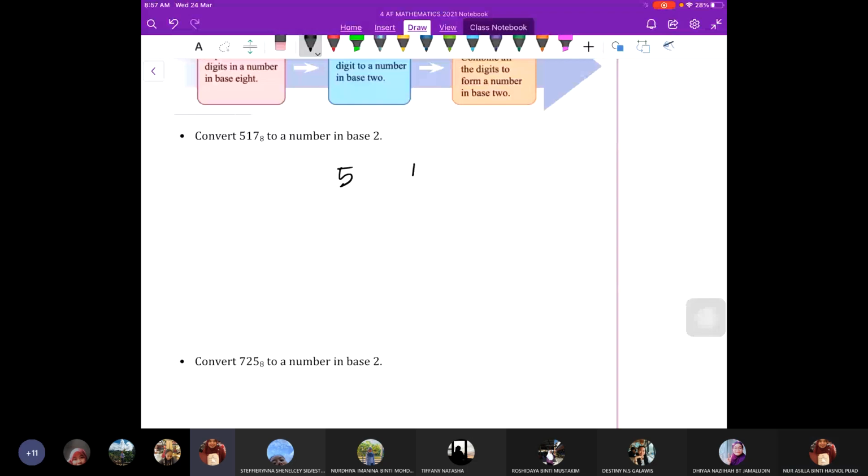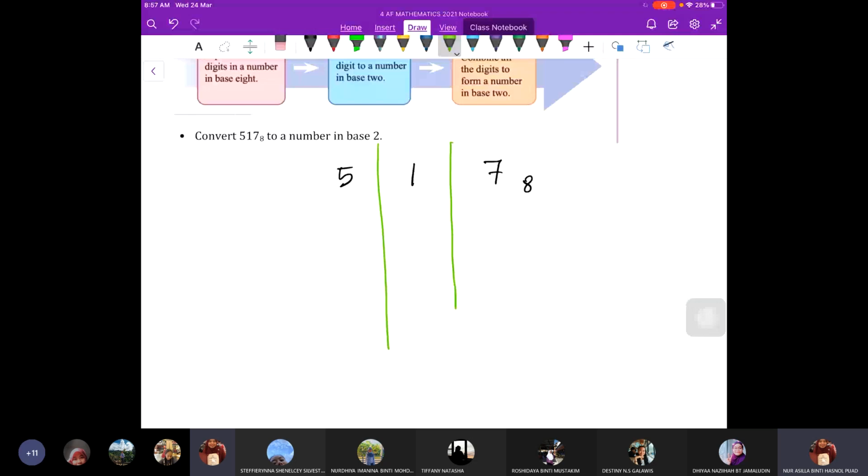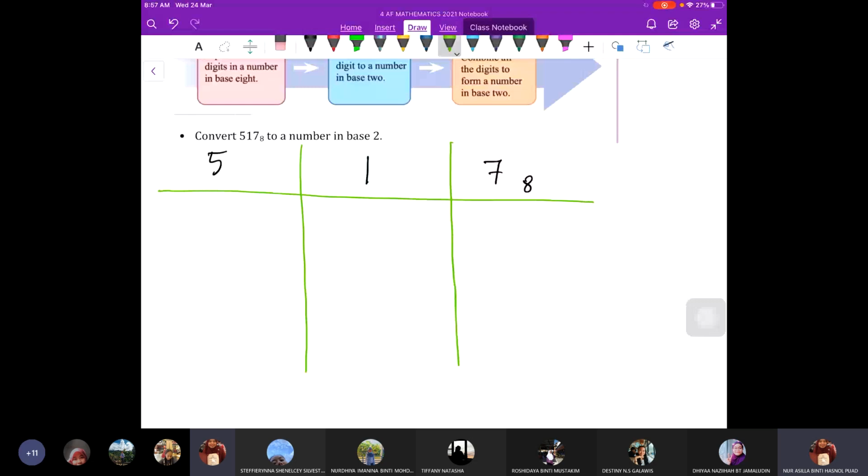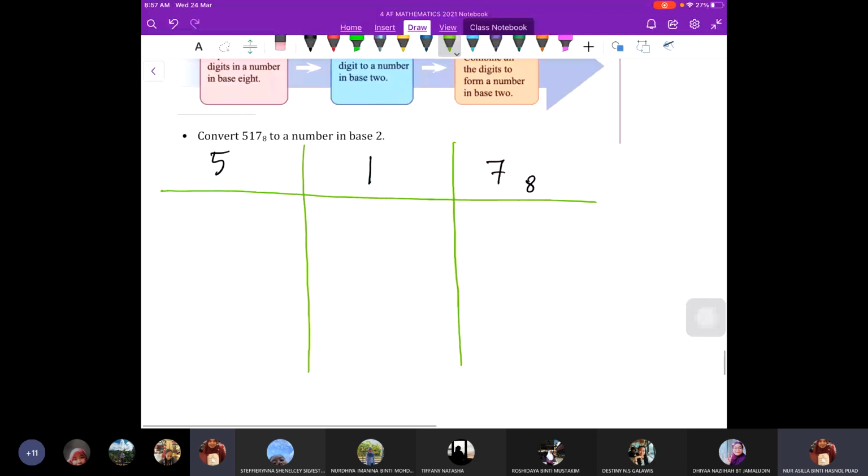517 base 8. Apa yang membezakan dia adalah bila kita bahagikan dia, kita bahagikan 1 digit, 1 digit. Nampak. Tapi ni nampak macam rapat sangat. Sekejap, saya buat cantik sikit. Ada sebabnya kenapa kena jauh. Okay, so 5, 1, 7. Okay. So kita cari dia punya place value. Sama juga place value.